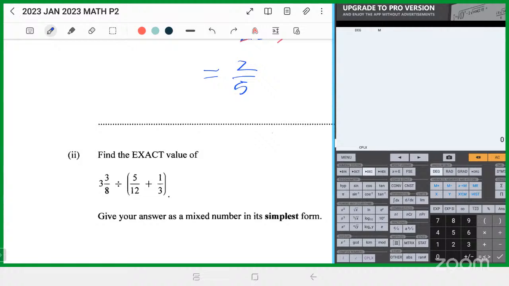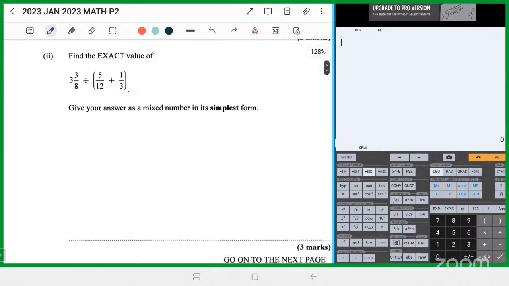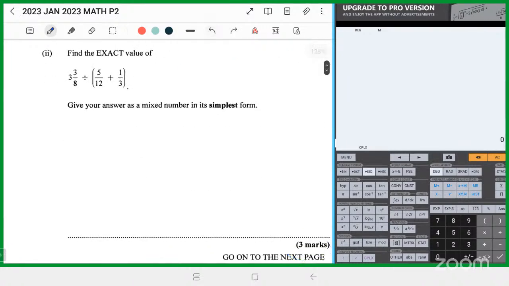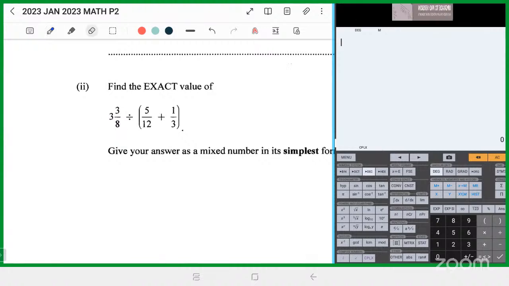They say give your answer as a mixed number in the simplest form. Because they didn't tell us to use a calculator, I might want to work it out and show a little step, just to be on the safe side. How many marks is it? Because it's 3 marks, let me put some work on this one. I want to write this as an improper fraction first. We'll do that. Multiply by the 3 using the shortcut method, 24 plus 3 makes 27. So we get 27 over 8. It becomes 27 over 8.